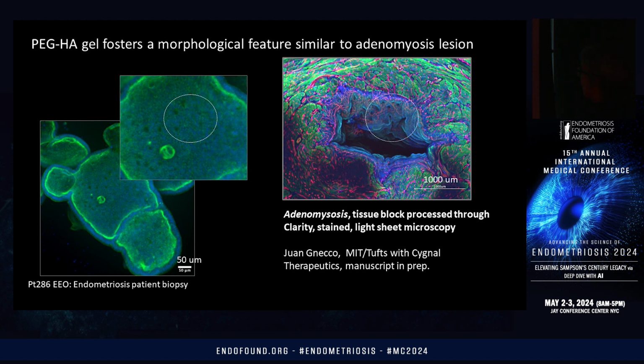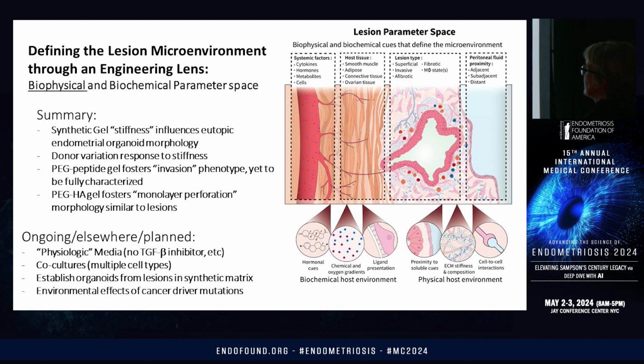One very interesting feature, though, in the PEG-HA gels: if we look at our in vivo light sheet microscopy images of adenomyosis lesions, this is the interior of an adenomyosis lesion, and what you see are these little tiny gland-like structures. This scale bar is 1,000 microns. And over here, we're seeing little tiny structures also in the interior of these lesions in organoids in the PEG hydrogel.